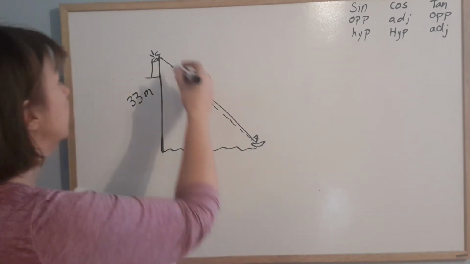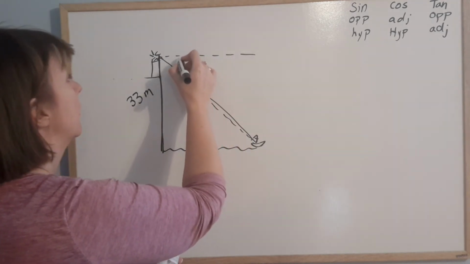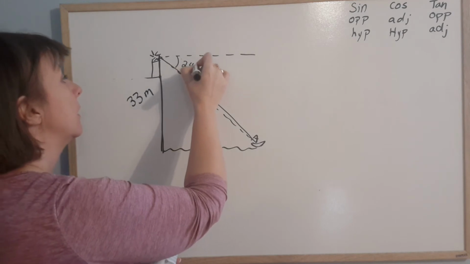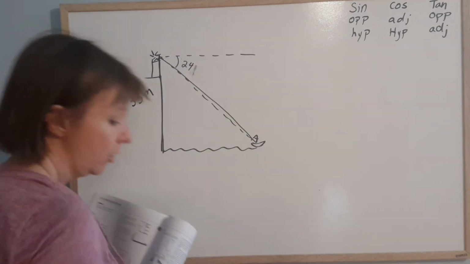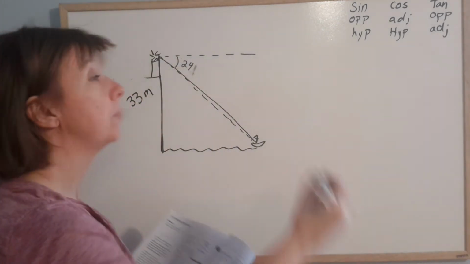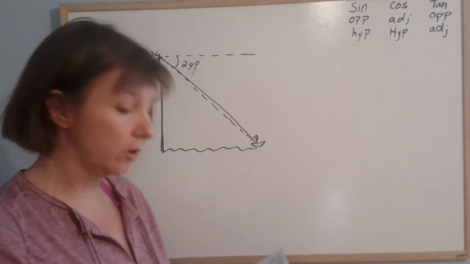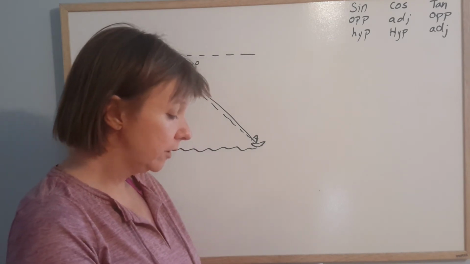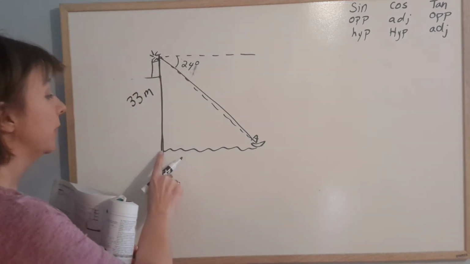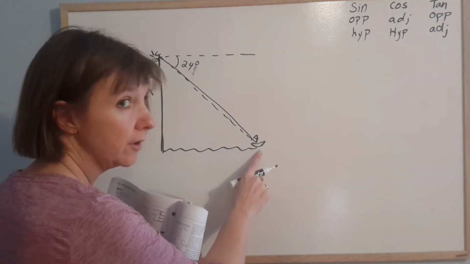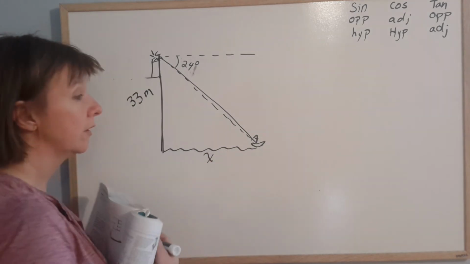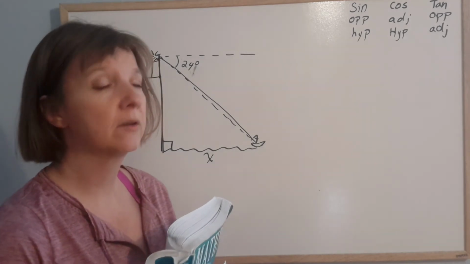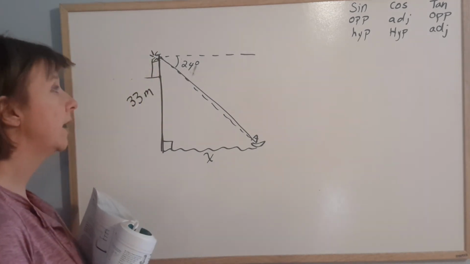The angle of depression, the difference between him staring straight out and him looking down, is 24 degrees. Whoa! I told you I'm dropping everything today. How far from the base of the cliff is the fishing boat? So how far out is it to the boat? We're looking for this. We'll put a little right angle there between the cliff and the water. So we actually have a right angle triangle.